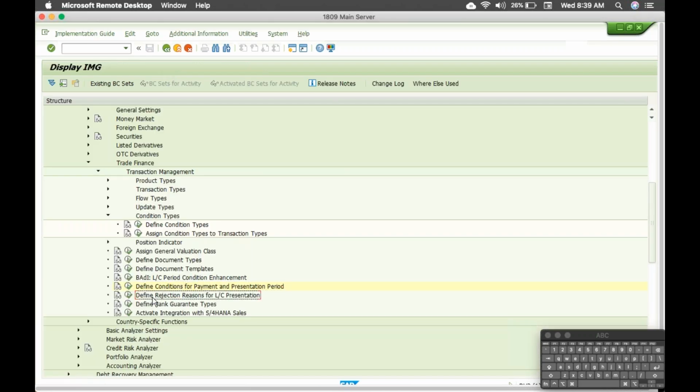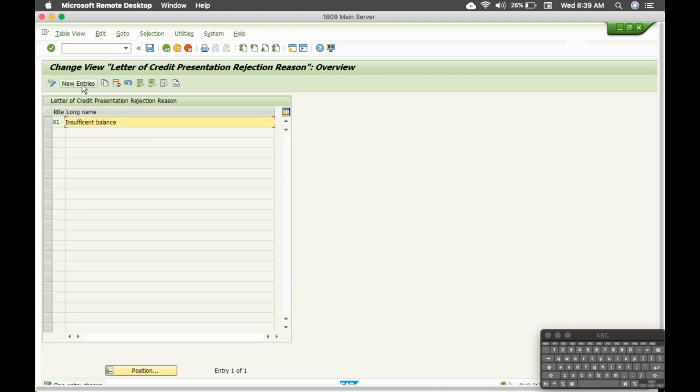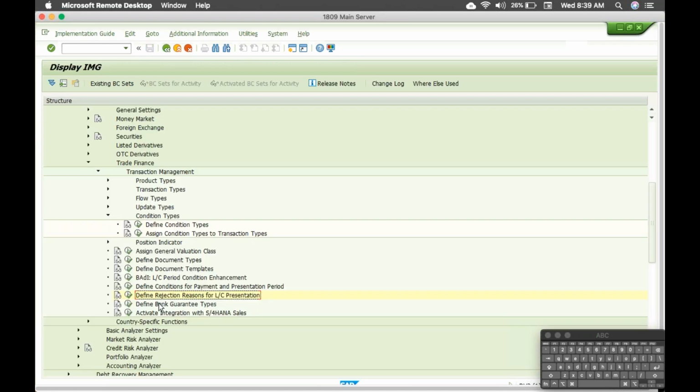Then define rejection reason for LC presentation in case you are going to reject it. In that case, we are going to update. Or if the banker is going to reject it, in that case also we need to update the reason. So I created insufficient balance, or else you can directly go to new entries, you can create any reason. Okay.